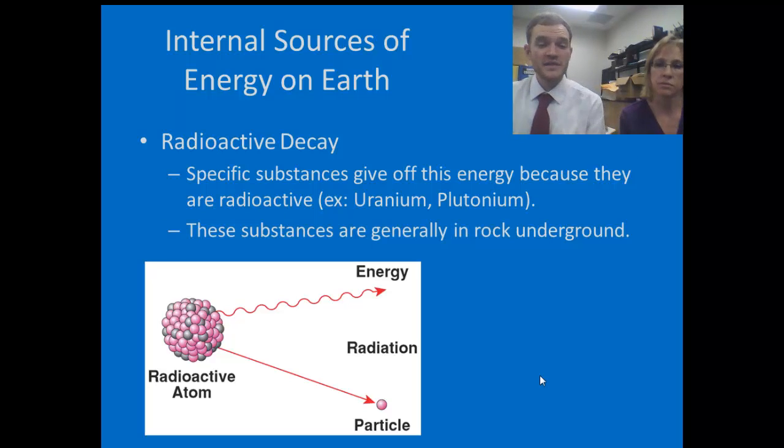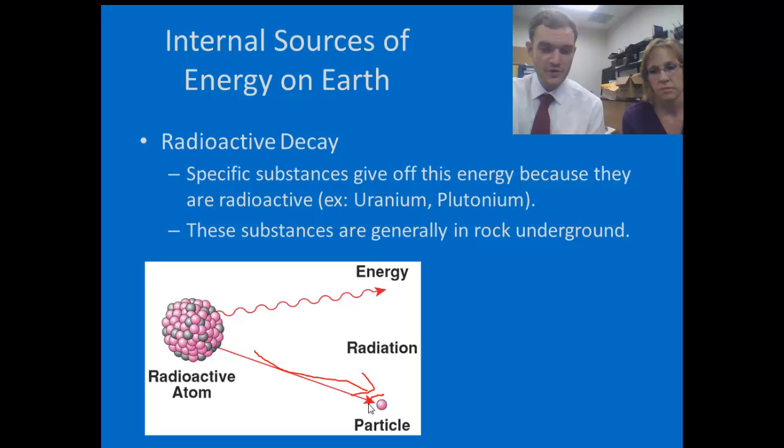Alright, another internal source of energy is radioactive decay. And what radioactive decay means is that there are certain types of atoms that don't want to stay the way they are. They want to break down. And we can see an example here of what's called a radioactive atom, and it's breaking apart. This particle is coming off of it.